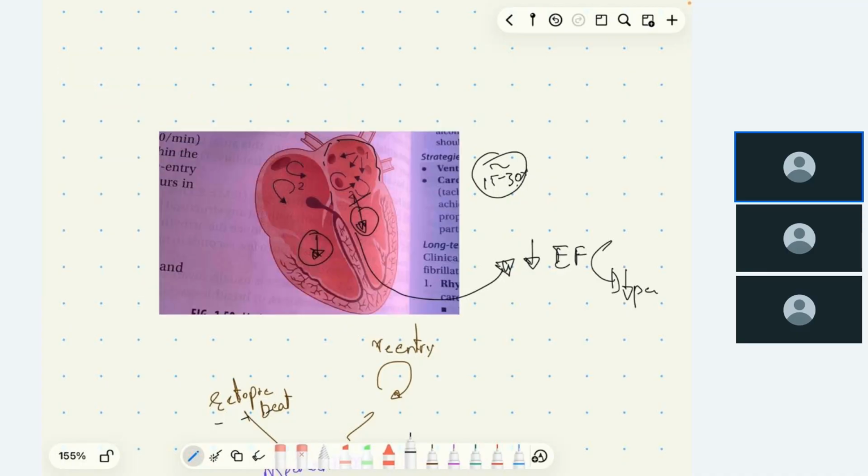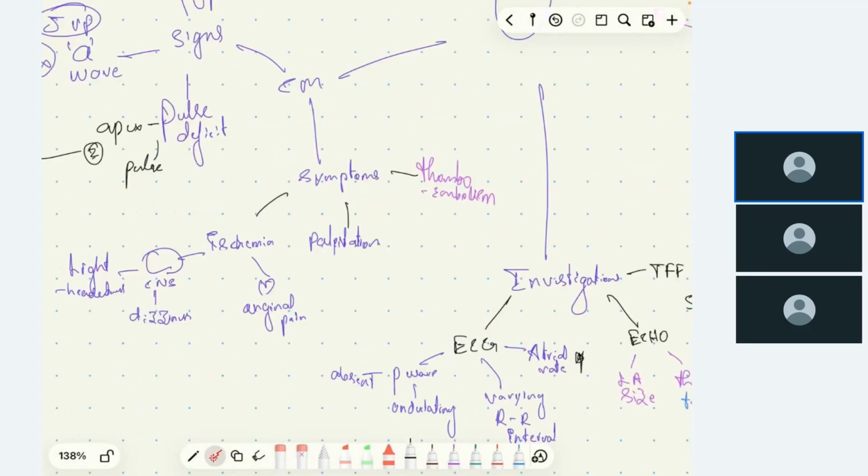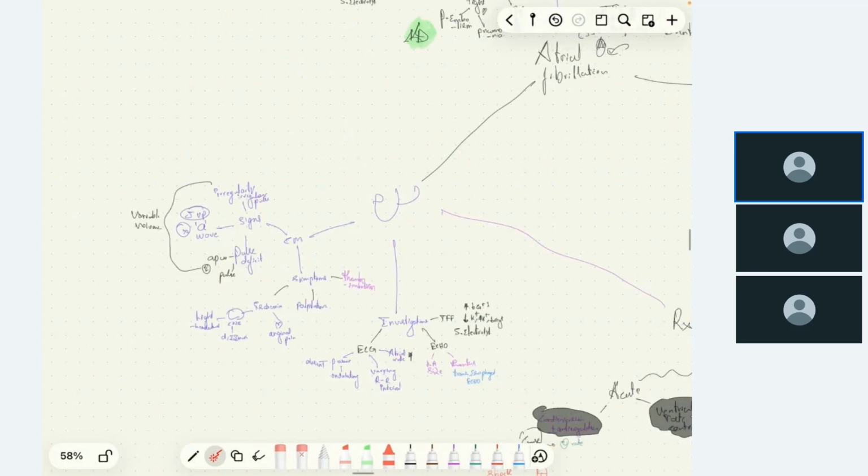Due to reduced perfusion of the cerebrum, due to reduced CNS perfusion, the patient may have lightheadedness and dizziness. Due to reduced blood supply to the myocardium, the patient may have anginal pain. And also due to the fast-beating heart, the patient may have palpitation.